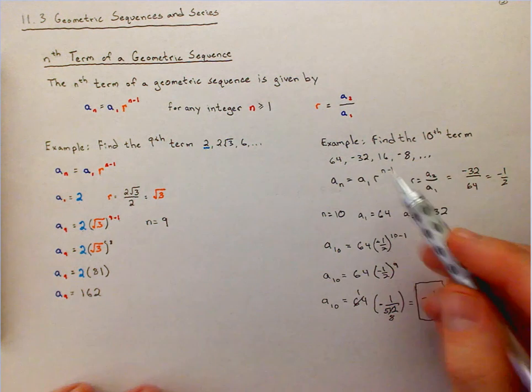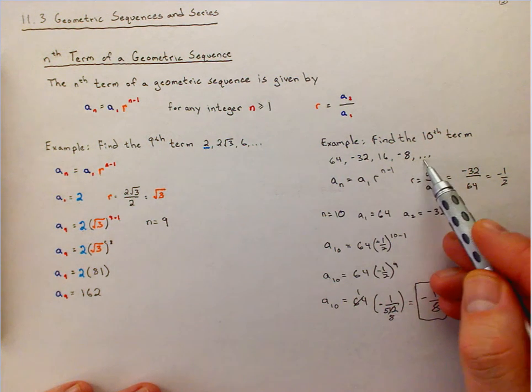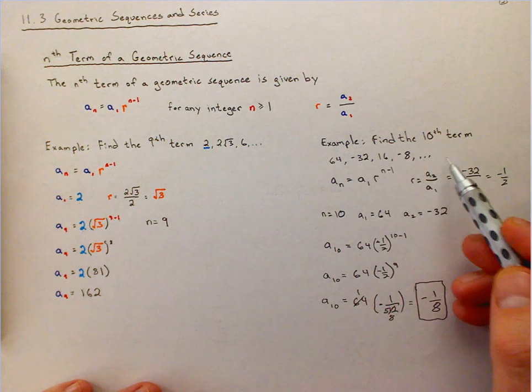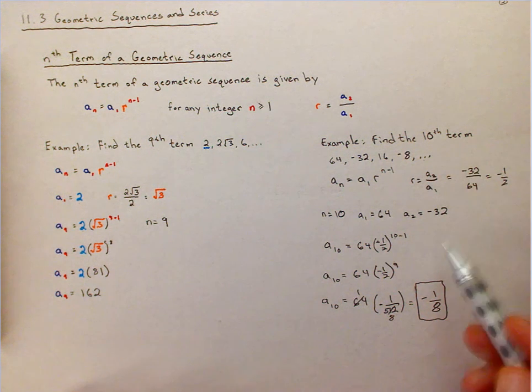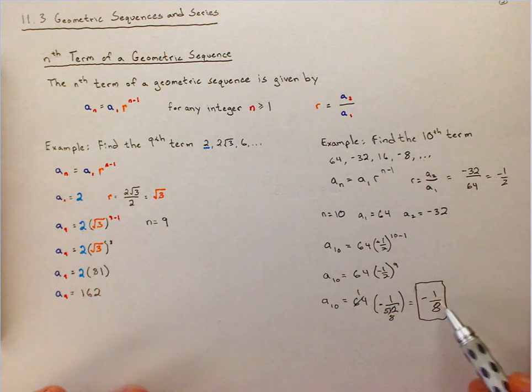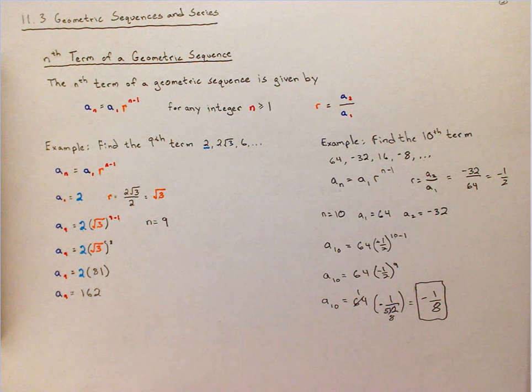And since we already had a sub 4, we could turn around and calculate the 5th one, and then we could calculate the 6th one and the 7th one. This formula is much less work to get our answer.